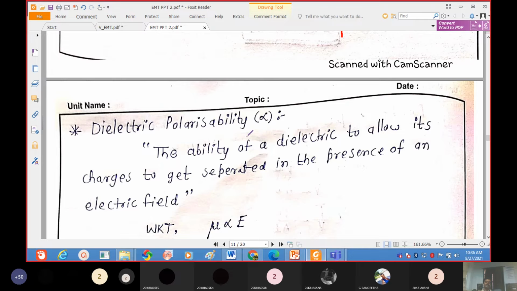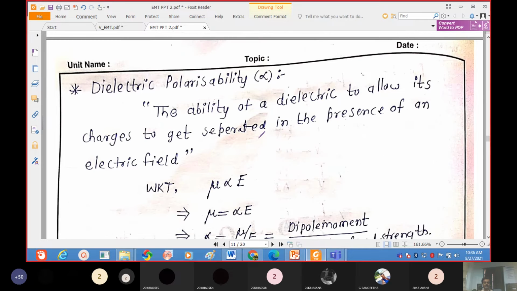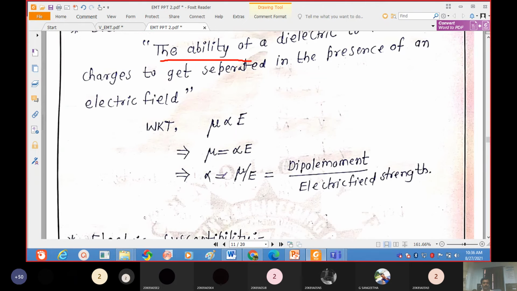Now coming to the dielectric polarizability. It is the ability of a dielectric to allow its charges to get separated in the presence of an electric field. That means how much ability the dielectric material has to let charges separate when you apply an electric field. That ability we call polarizability, and we denote it as alpha.